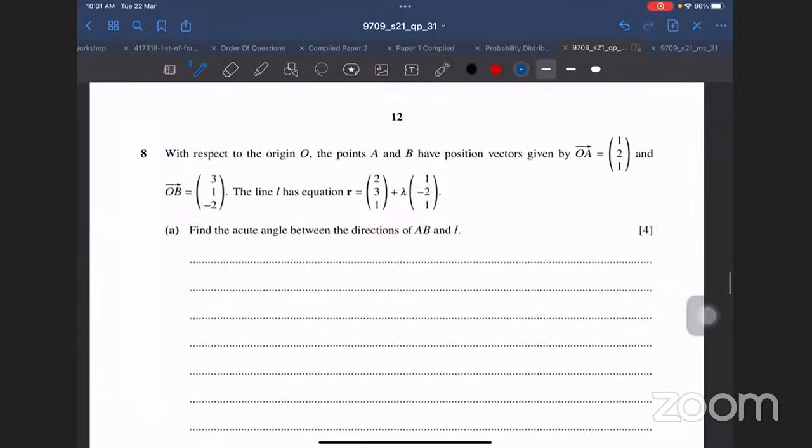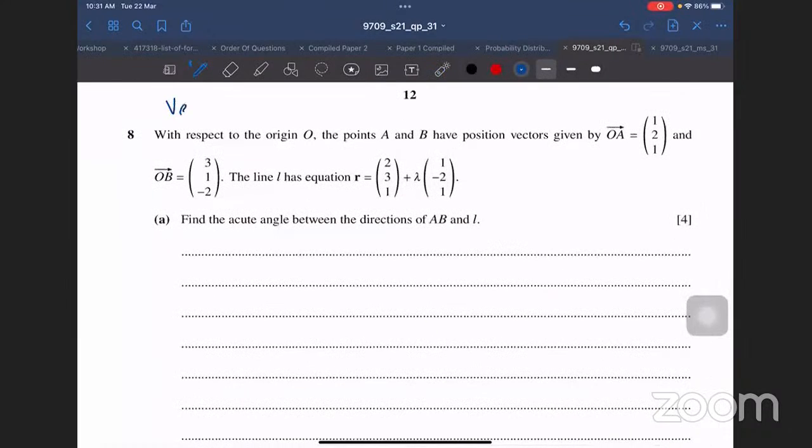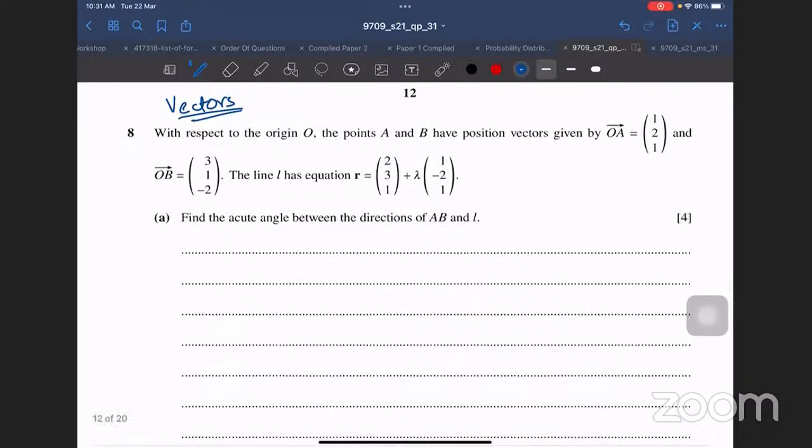This next question is about vectors. It says with respect to the origin, the points A and B have position vectors given by this and that. The line L has equation this. Find the acute angle between the directions of AB and L. If I want to find the acute angle between them, I have to use the formula cos theta equals b1 dot b2 over magnitude of b1 into b2. b1 and b2 are the directional vectors.